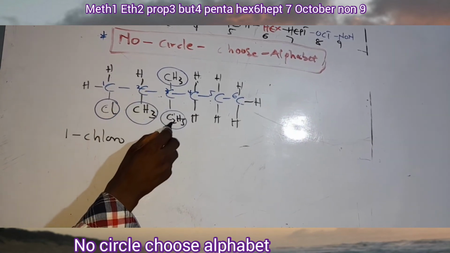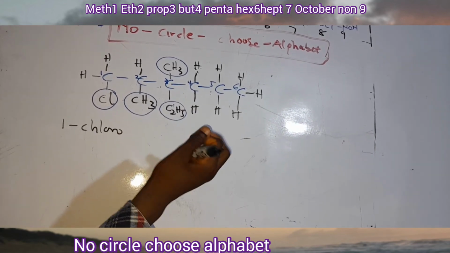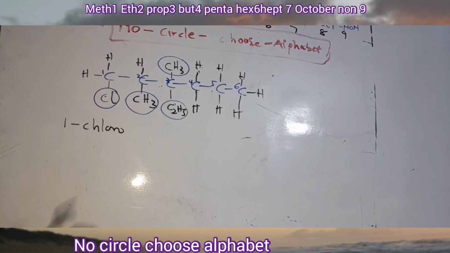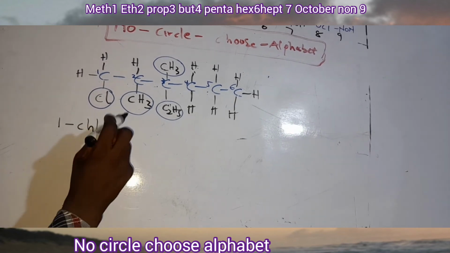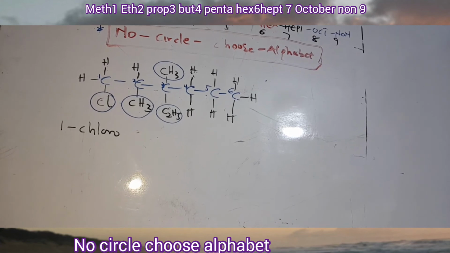Why are we calling this one ethyl? Because the carbons are 2. Assume the carbons are 3, it becomes propyl. Assume the carbons are 1, it becomes methyl. So methyl and ethyl, which of them comes first? E comes before M, right? So ethyl is on number 3.